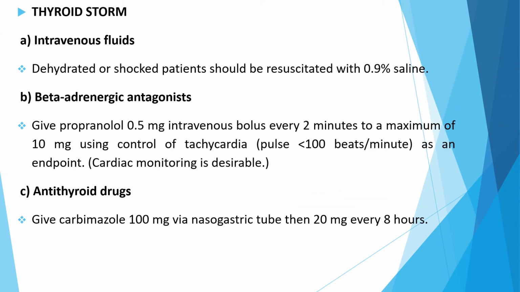Thyroid storm. Thyroid storm is treated with intravenous fluid, a beta adrenergic antagonist, and an anti-thyroid drug. A dehydrated or shocked patient should be resuscitated with normal saline. For the beta adrenergic antagonist, give propranolol 0.5 mg intravenously every 2 minutes to a maximum of 10 minutes to control the tachycardia. And the anti-thyroid drug, give carbimazole 100 mg via nasogastric tube, then 20 gram every 8 hours. So that's thyroid storm, thyroid hyperthyroidism. So how to treat the thyroid storm.